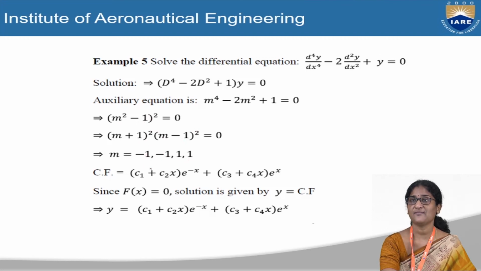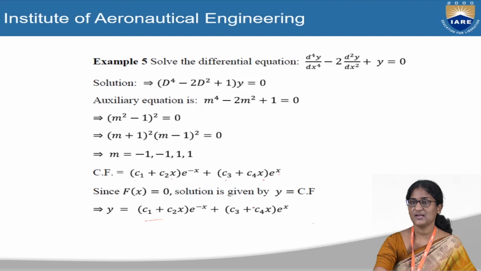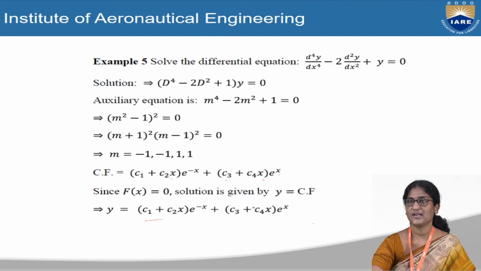So totally we have 4 roots here. So the complementary function should have 4 constants, c1, c2, c3, c4. So first you club these two, minus 1 minus 1: c1 plus c2x e power minus x, plus c3 plus c4x e power plus x. So the complementary function can be written in this form. So this is a best example for repeated roots.